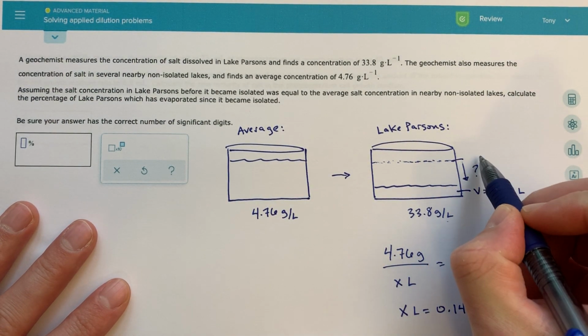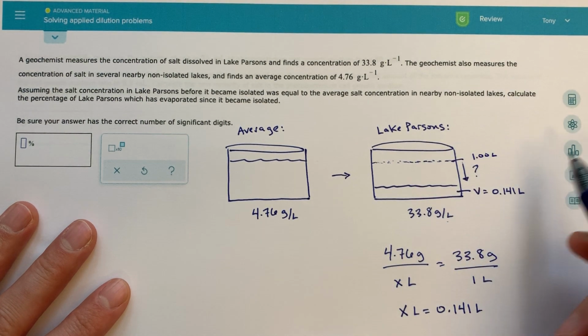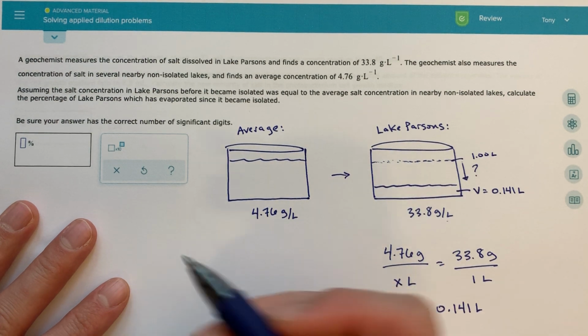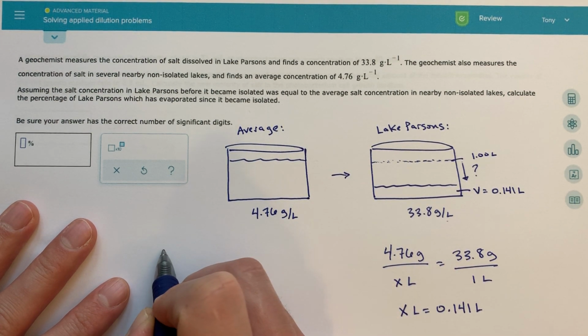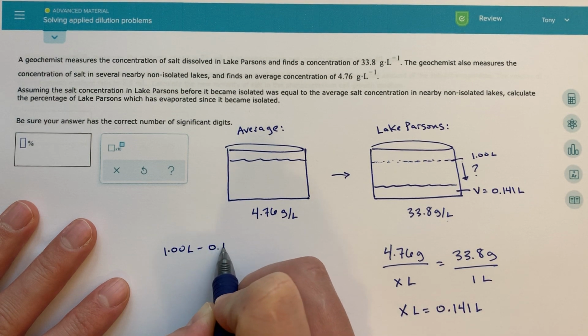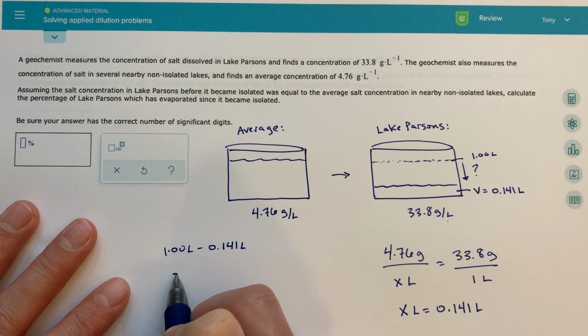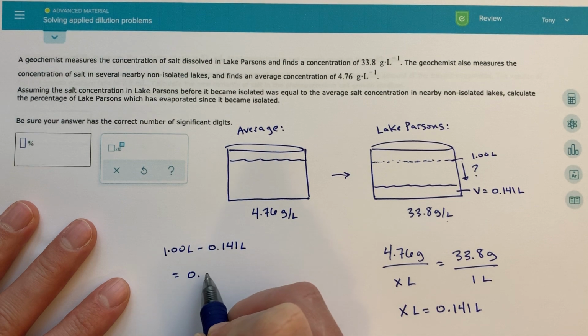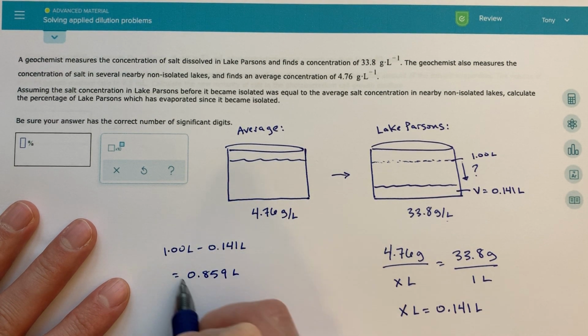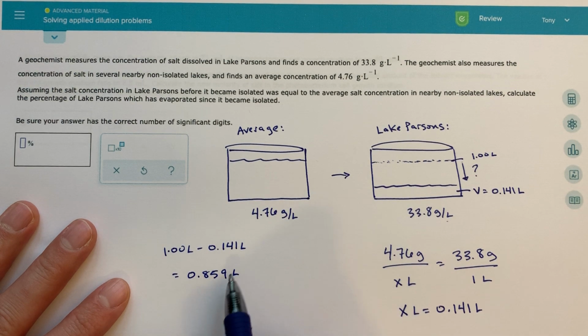So if this is our 1.00 liters, we decrease to 0.141 liters. There's a number of ways to go about that, but basically what I would do is say 1.00 liters minus 0.141 liters equals 0.859 liters. That's the amount that has evaporated.